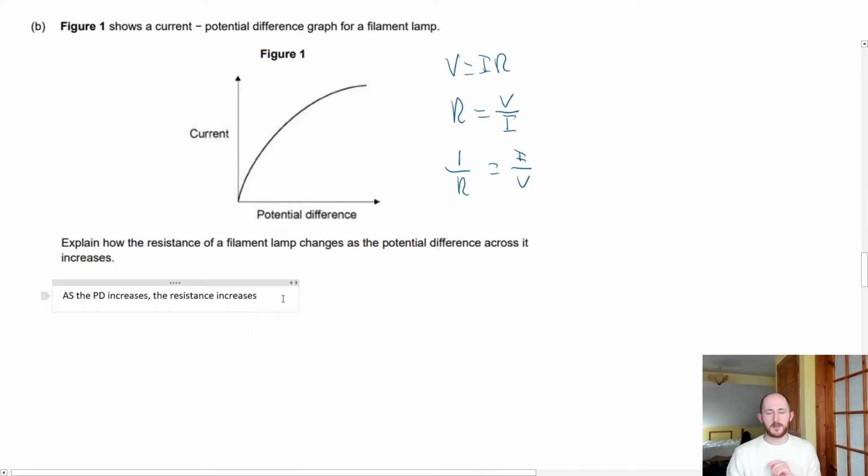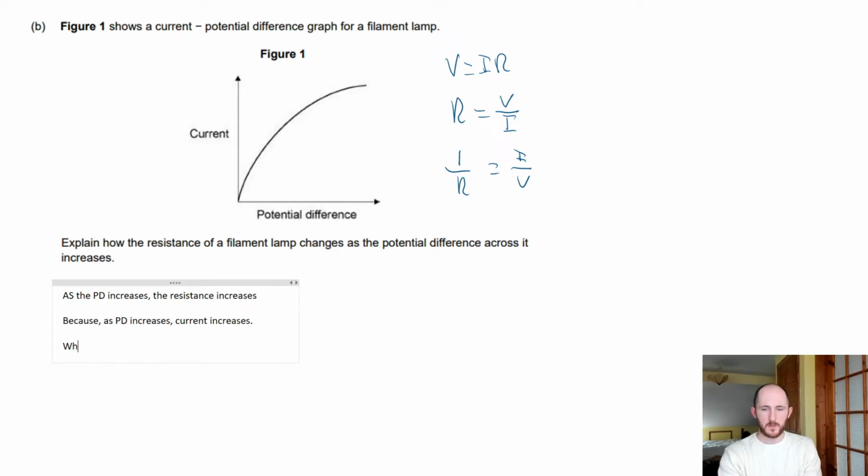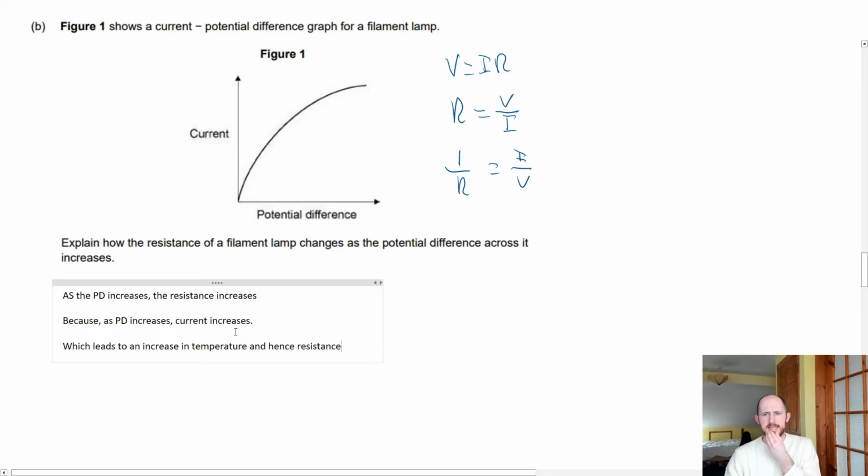This was a 3-mark question, but now we need to say why. I'm going to do this as bullet points because that's the best way to lay out your answers in science. Because as potential difference increases, current increases. 2nd mark, which leads to an increase in temperature and hence resistance. So the question is, why did I know I needed to put these 3 points?